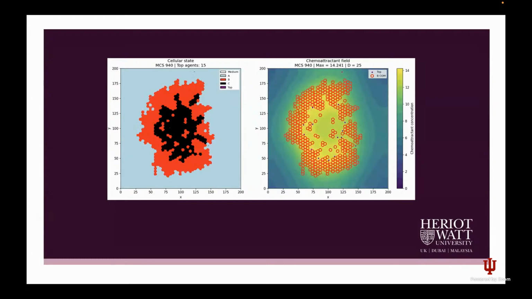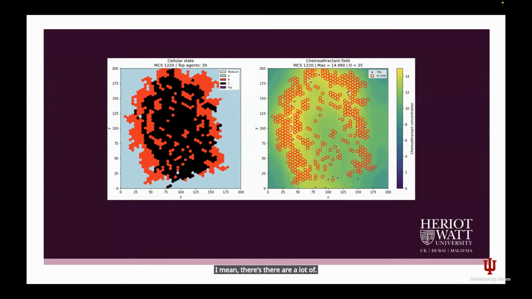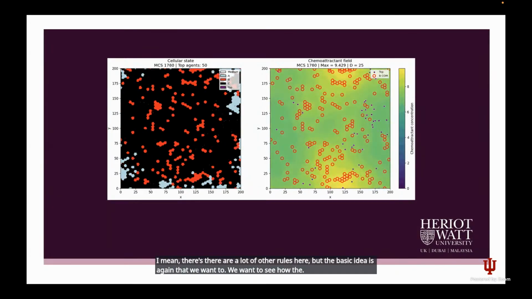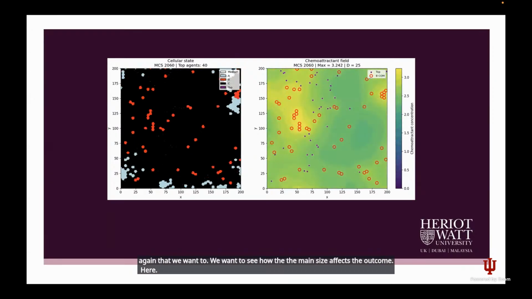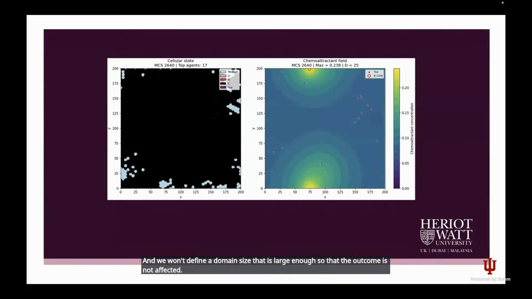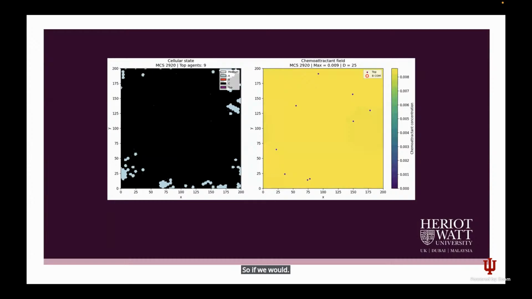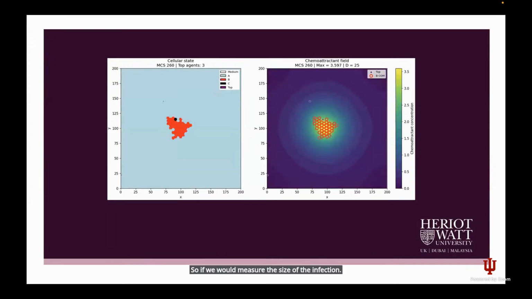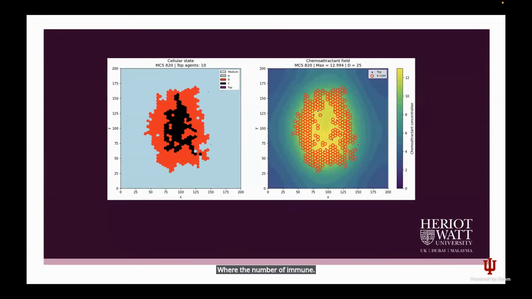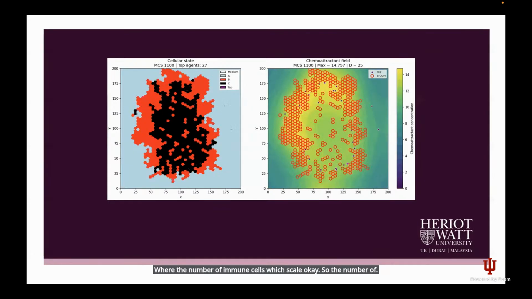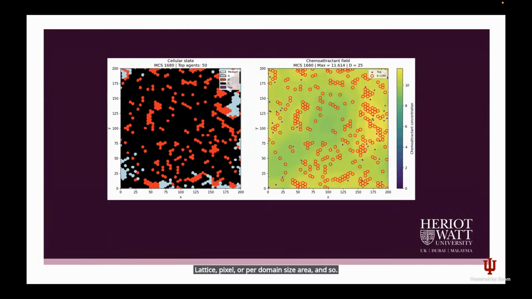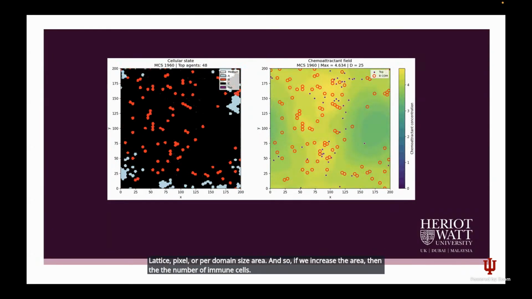There are a lot of other rules here, but the basic idea is again that we want to see how the domain size affects the outcome, and find a domain size that is large enough that the outcome is not affected. If we measure the size of the infection, the number of immune cells is seeded per lattice pixel, or per domain area. So if we increase the area, the number of immune cells scales with that.